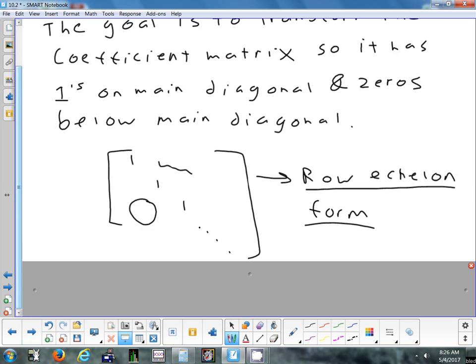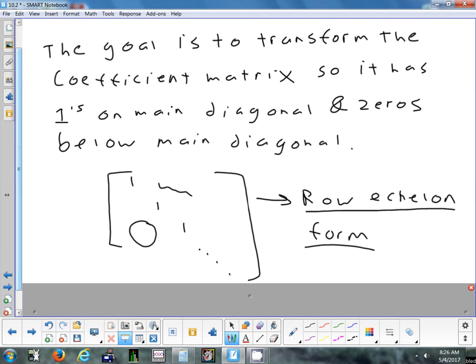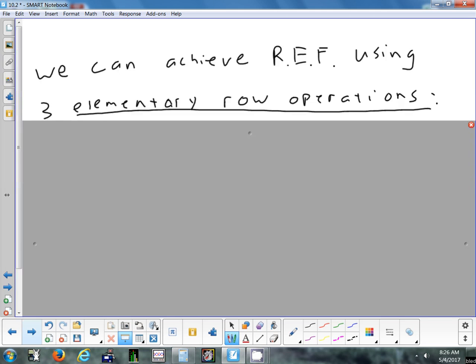What is the line about the ones? This, just anything. Oh. Could be anything. If you're doing row echelon form, those would just be random numbers. Okay, but that's the goal. At a minimum, 1's on the main diagonal, zeros below.